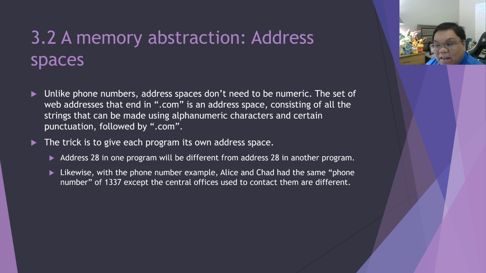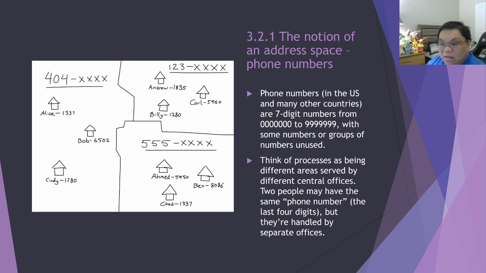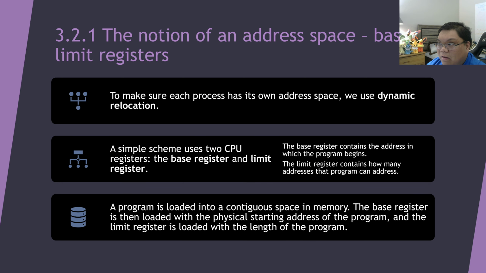So address 28 in one program will be different from address 28 in another program. Likewise, phone number 1280 may refer to one person in one area, but refer to someone else in another area. So the easiest way to give each process its own address space is to use something called dynamic relocation. I guess the simplest scheme is to use two registers.